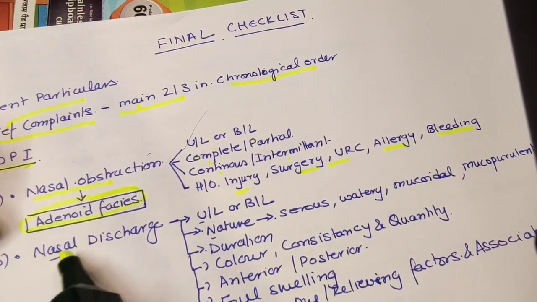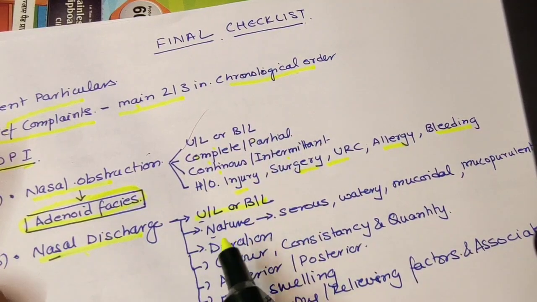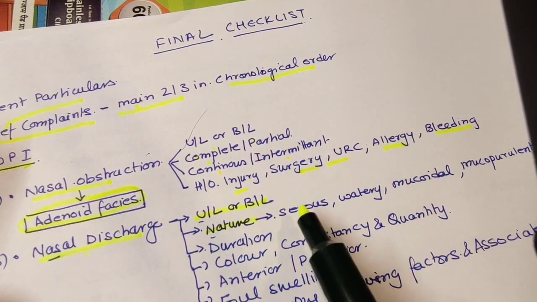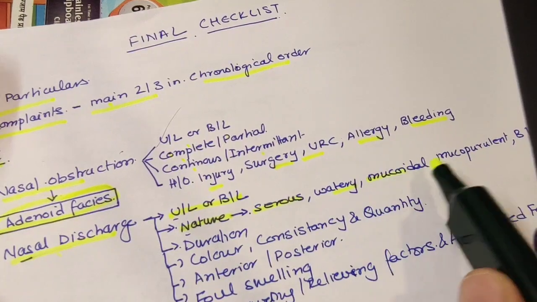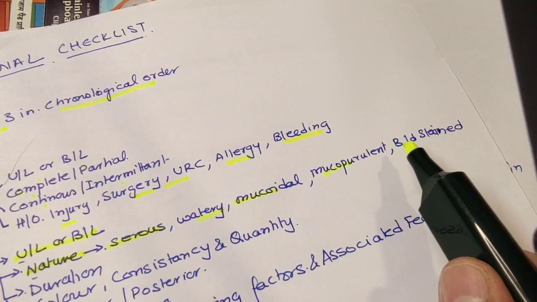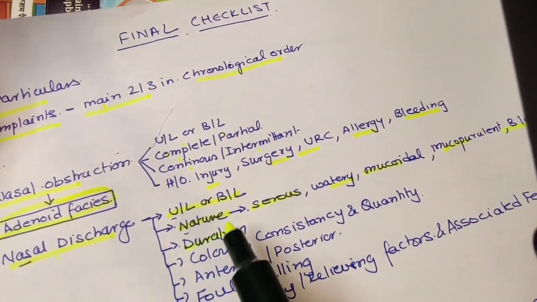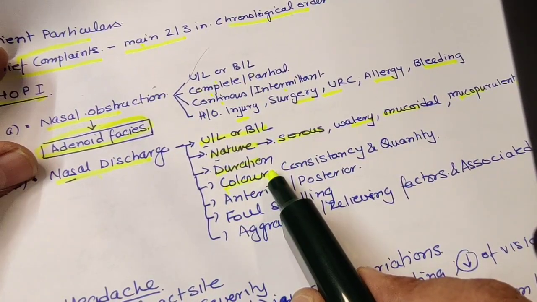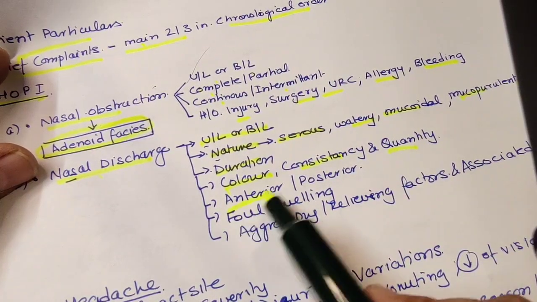and mouth breathing. Then a common history of nasal discharge, again you have to ask the patient whether it is unilateral or bilateral. The nature of the discharge needs to be clarified, whether it is serous, watery, mucoidal or mucopurulent. I've given you the causes and I've told you the common causes of all and whether it's blood stained or not. Then the duration of the nasal discharge, the color of the nasal discharge, the consistency, the quantity, whether the discharge is anterior or posterior.